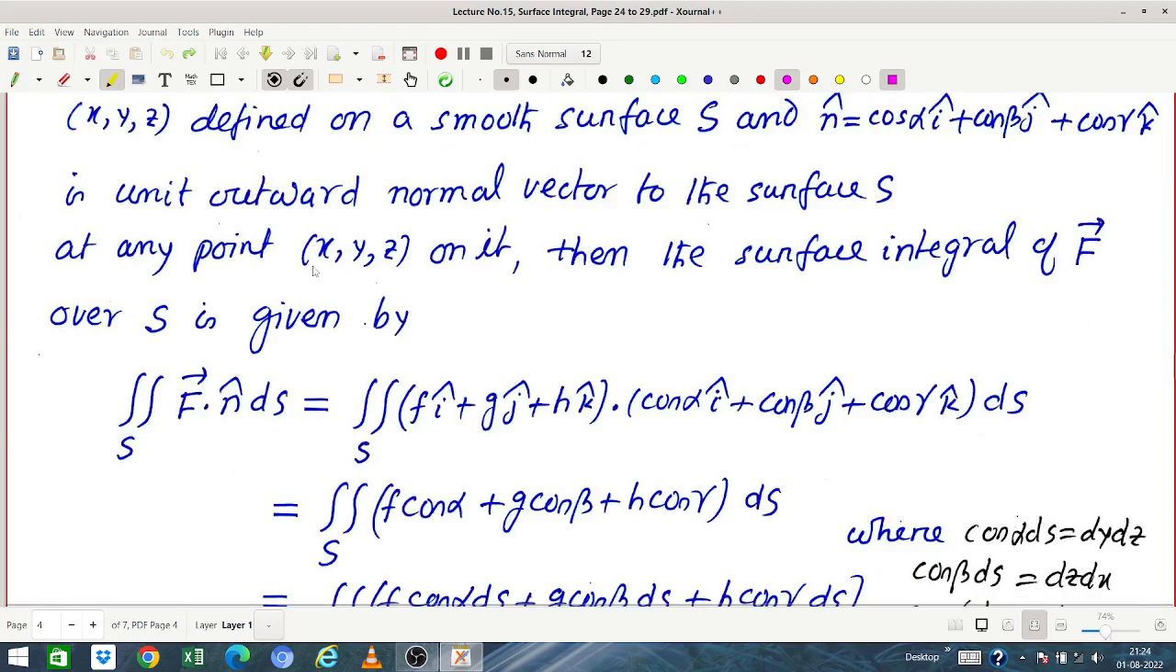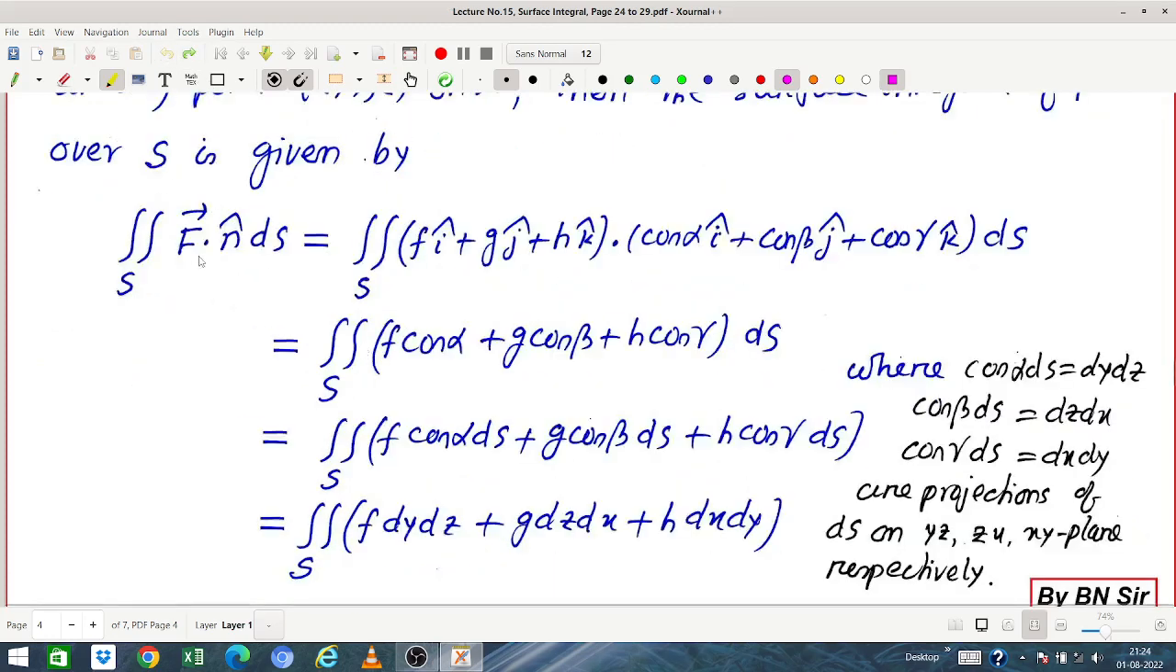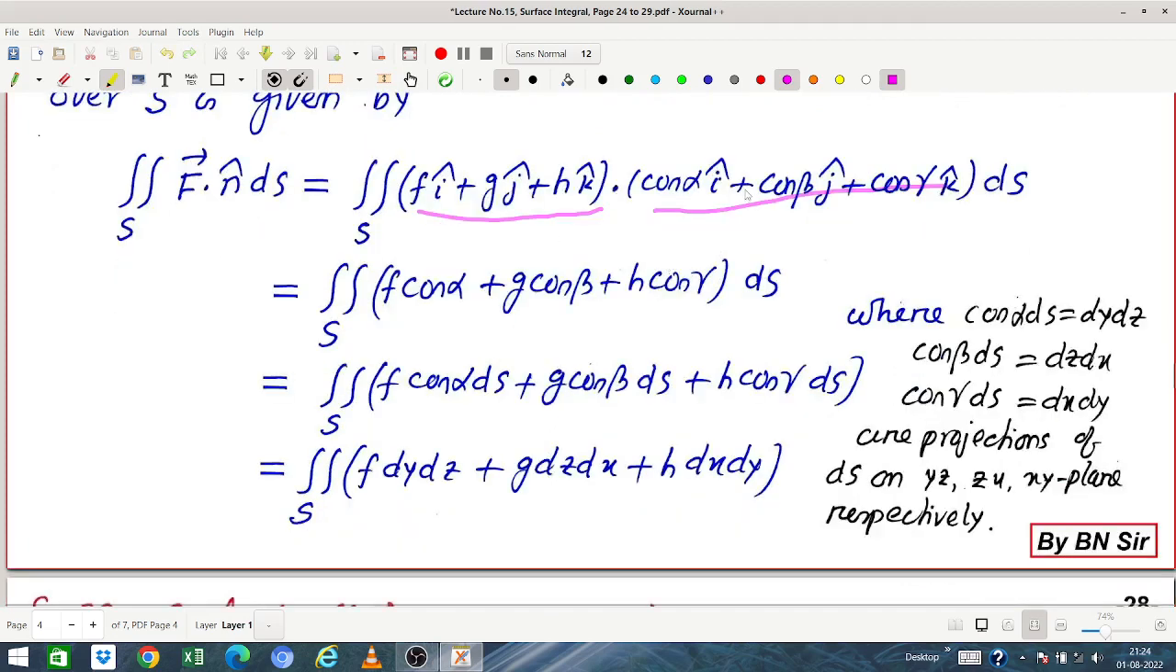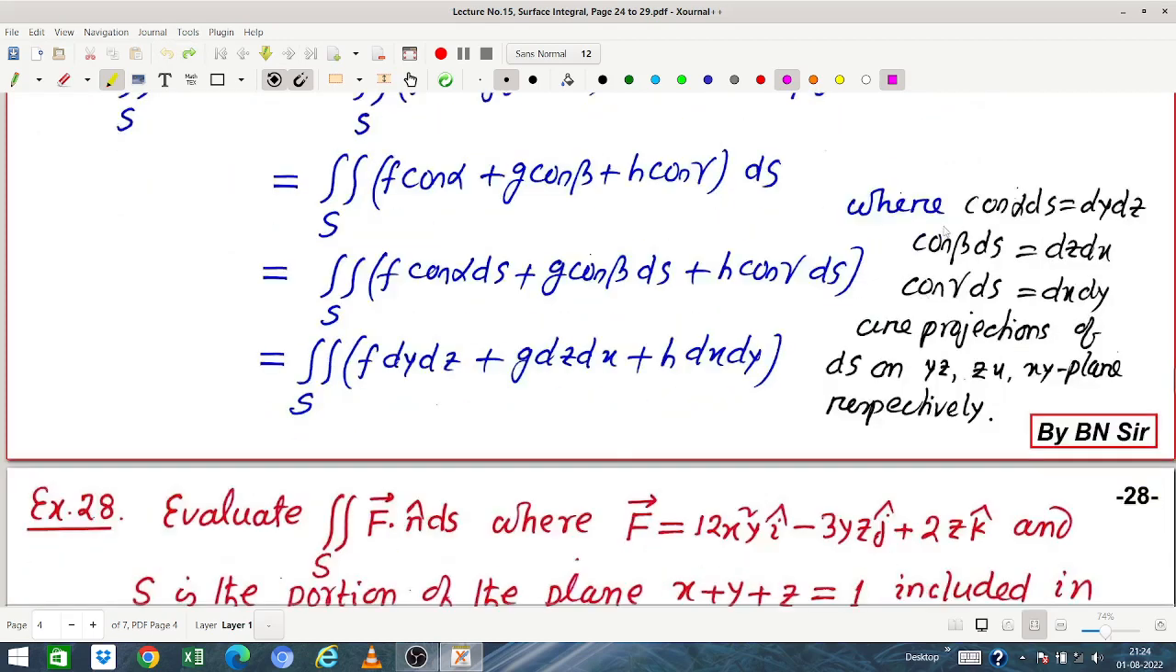At any point x, y, z on the surface, the surface integral of the f vector over S is given by the surface integral of f vector dot n cap dS. This is the f vector, this is n cap. Now if we take the dot product, the coefficient of i is multiplied, the coefficient of j multiplied, the coefficient of k multiplied and added, as all of you know. So it is f cos alpha plus g cos beta plus h cos gamma dS. Now cos alpha dS we already know is dy dz, cos beta dS is dz dx, cos gamma dS is dx dy. This was proved in one of the previous discussions. We have seen cos gamma dS is dx dy. Similarly cos beta dS is dz dx, and cos alpha dS is dy dz.